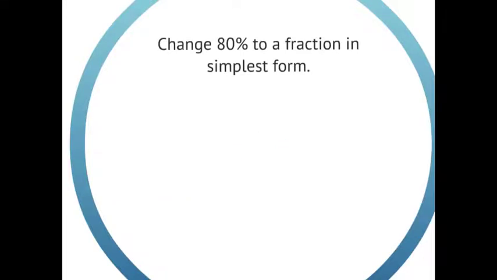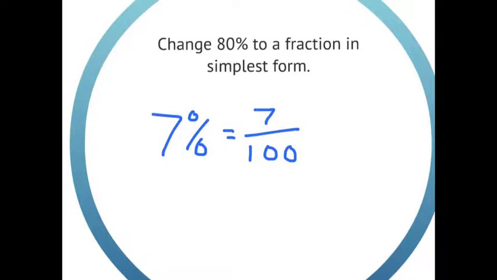Let's try another one. Let's change 7% to a fraction in simplest form. Well, again, percent means out of 100, so you just put it out of 100. And 7% is 7 out of 100. And nothing goes into 7 because it's prime other than 1 and 7, so it's finished. It's already in simplified form.